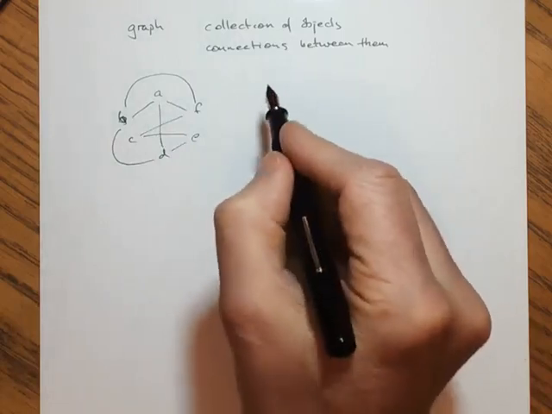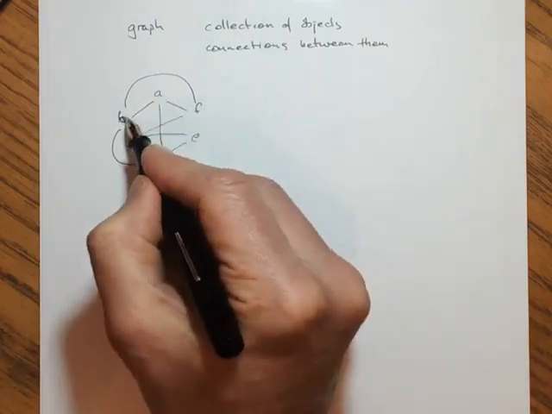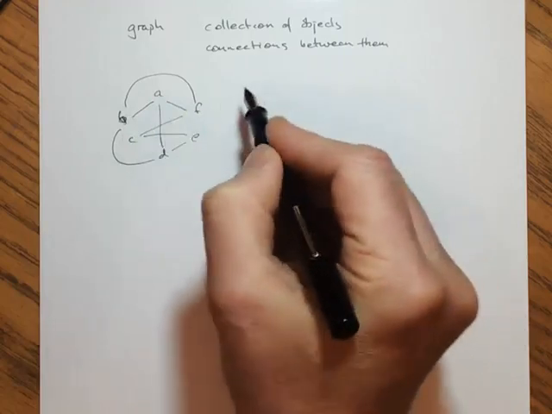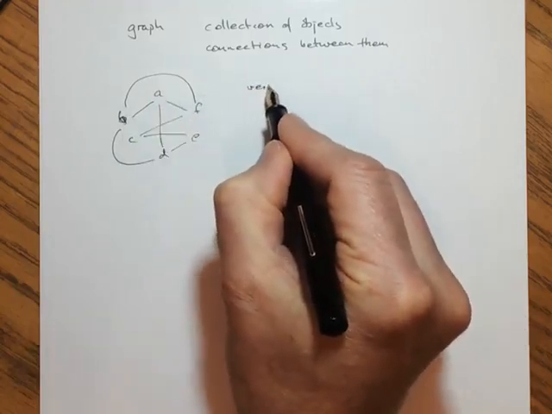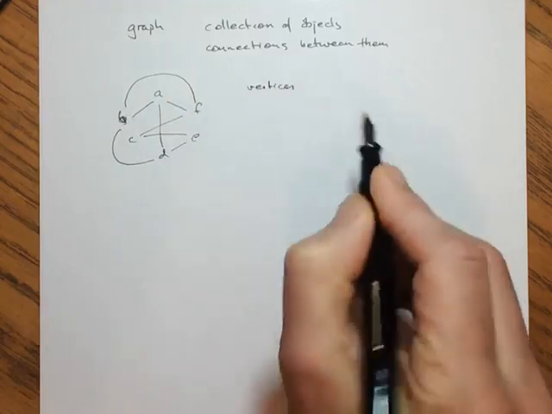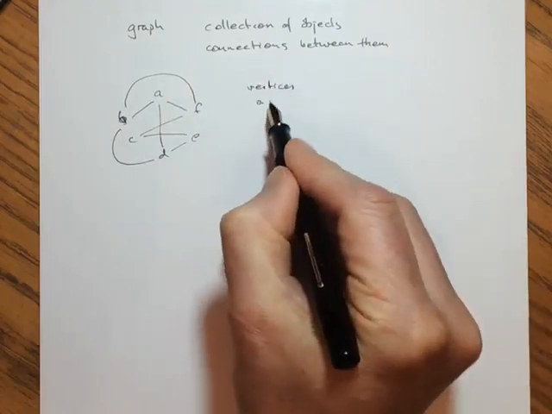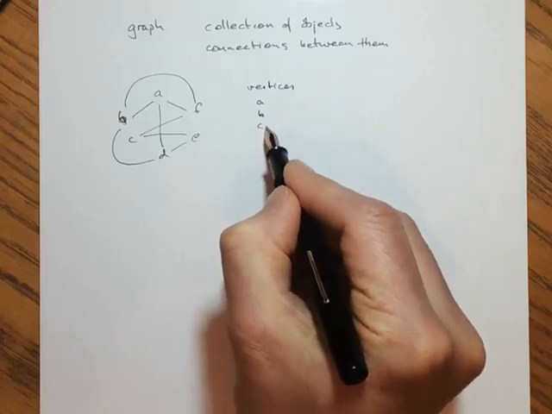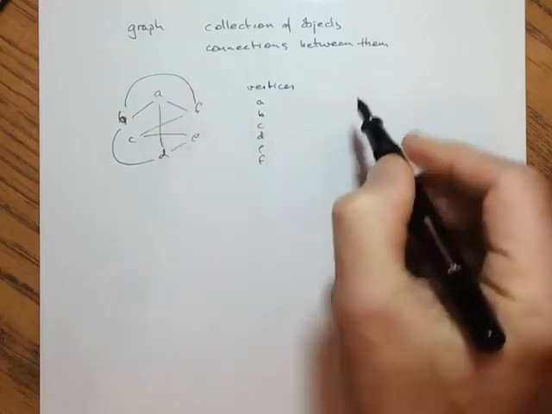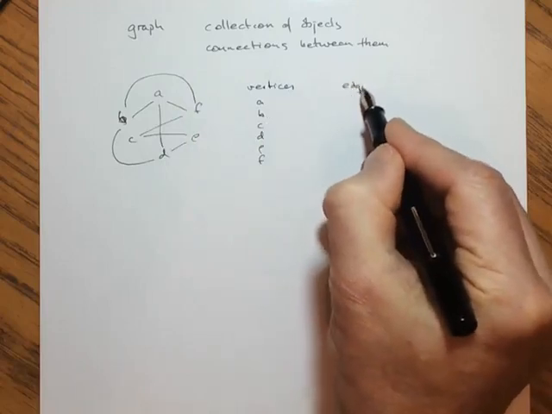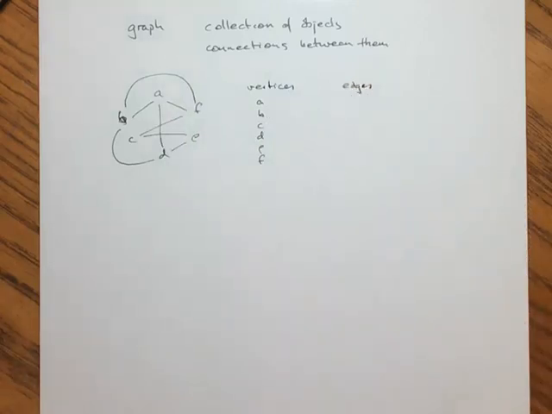So then a little bit more formally, the objects that are being connected we call vertices. So in this case we've got 6 of them, A, B, C, D, E and F. And the connections we call edges. So we'll actually give them some names here.